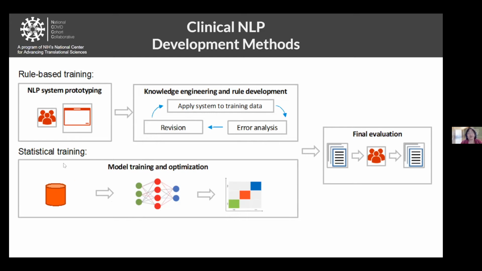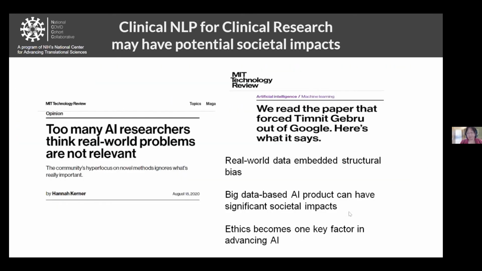When we go to the second approach, statistical training, we actually face some issues too, which reflects Dr. Robson's talk regarding reproducibility and generalizability. Of course, you finally have evaluation. So this process, no matter what, requires us to have a gold standard.